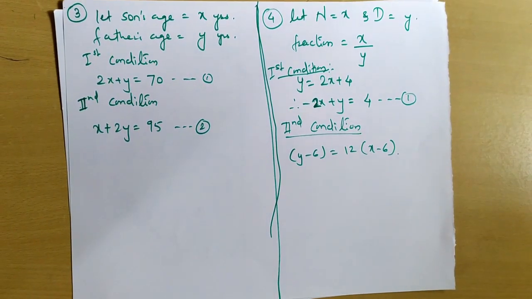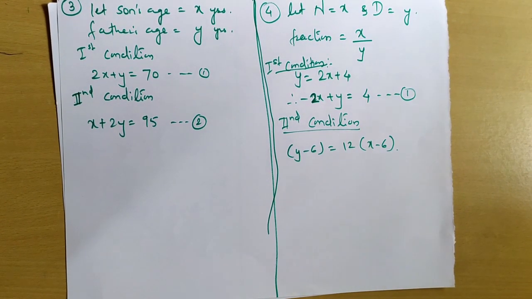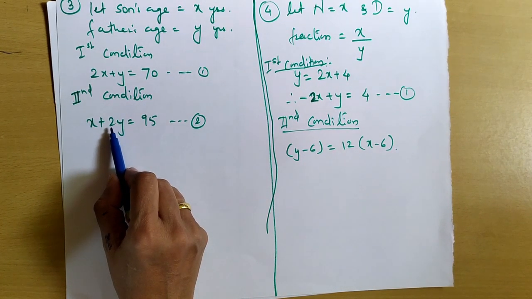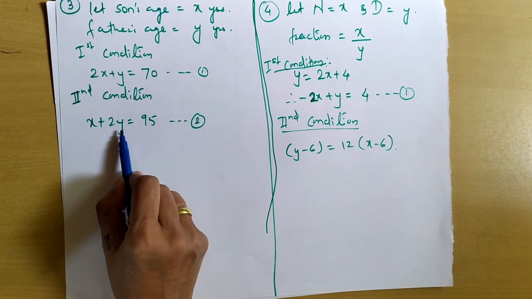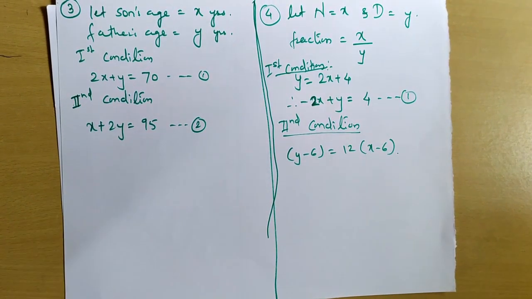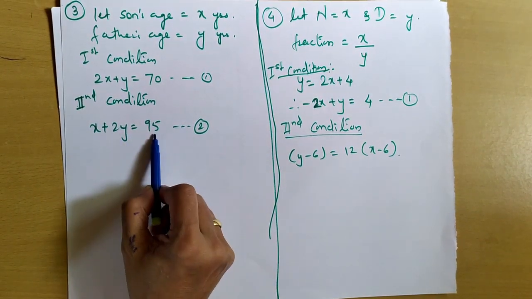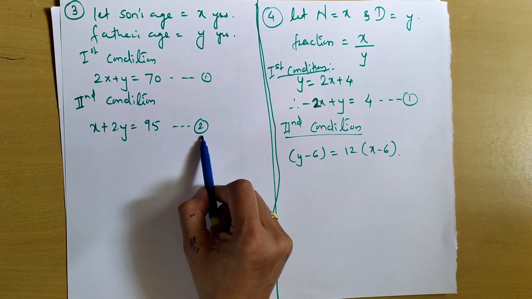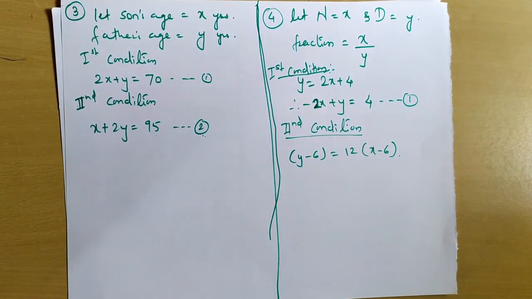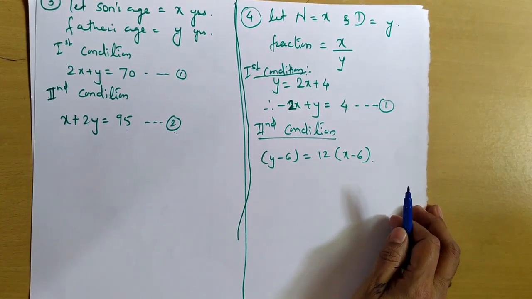Now let us see what is second condition. If we double the age of father and add it to the age of son, we are adding son's age and father's age. But the condition given is 2 times, double the age of father. So equation will be x plus 2y is equal to 95. That will be equation second. Now these two equations you can solve simultaneously to get the values of x and y separately.